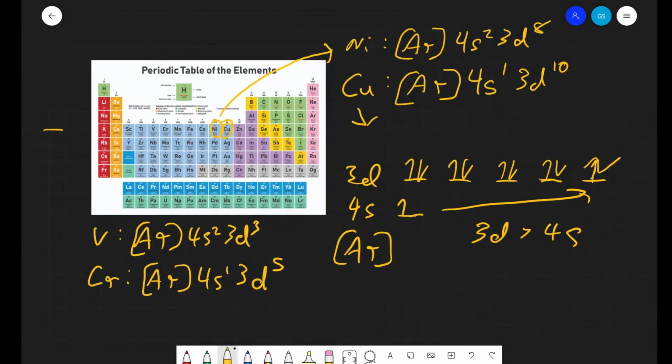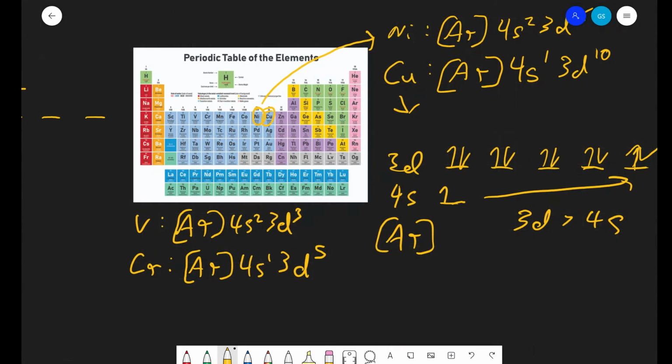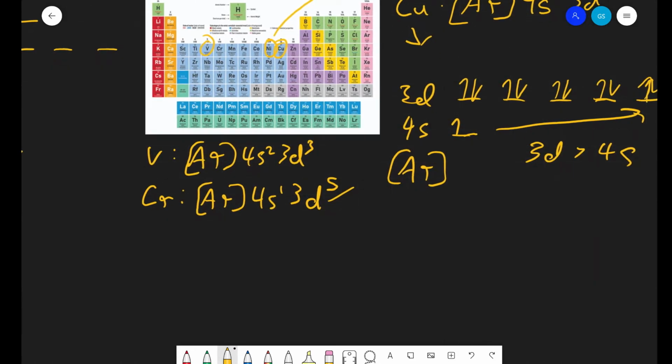Let's look at another example. So V here, vanadium, is 4s2 3d3, and then chromium should in theory be 4s2, argon obviously right here in the brackets. It should be 4s2 3d4, but it's not. It's 3d5 because again that might be more stable for chromium. It'd be better for chromium if all the d orbitals were half filled than for one to be missing.